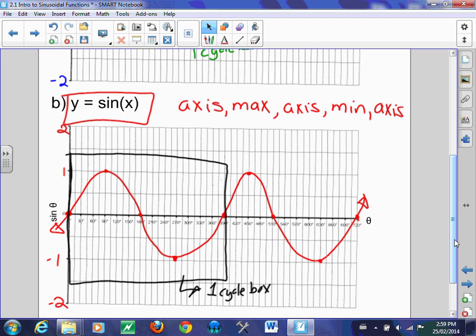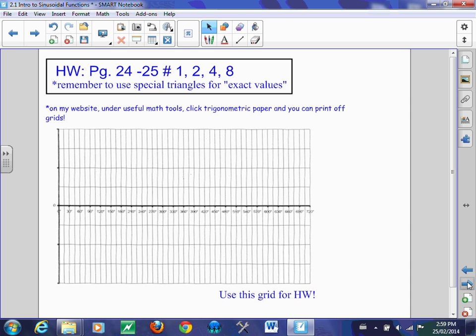All right, so those are the two parent functions, ladies and gentlemen. That's where we're heading. So now we're going to get ready to do our homework. So I listed on the last page here, homework page 24, 25, number 1, that's the unit circle one I went over. 2, 4, and 8, remember to use special triangles for exact values.